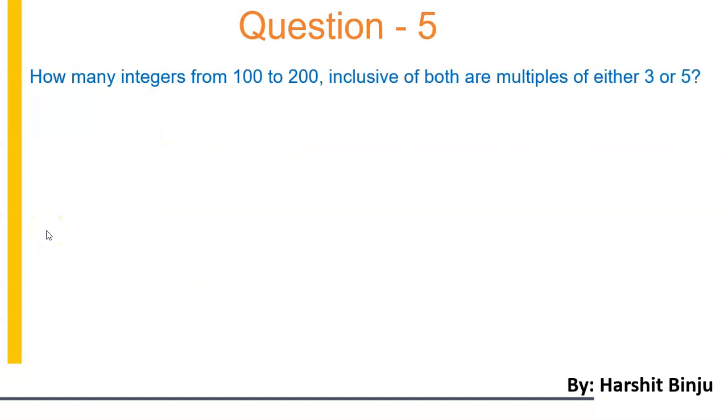All right, let's try another type of a question. So let's see what we can do with this one. So how many integers from 100 to 200 inclusive of both are multiples of either 3 or 5? So I'm looking for numbers which are multiples of either 3 or 5. Okay. So let's first of all start with multiples of 3.